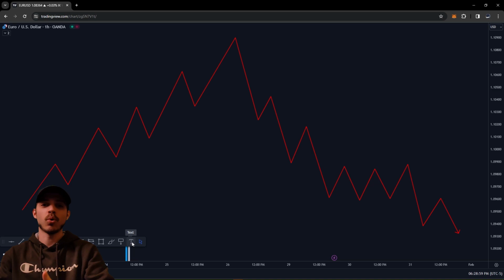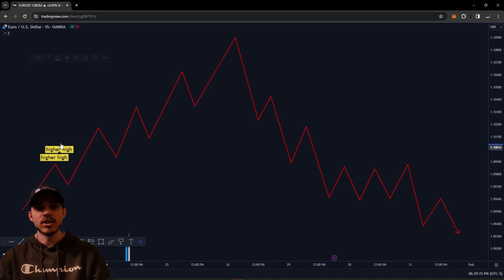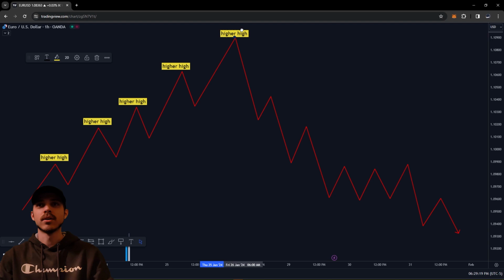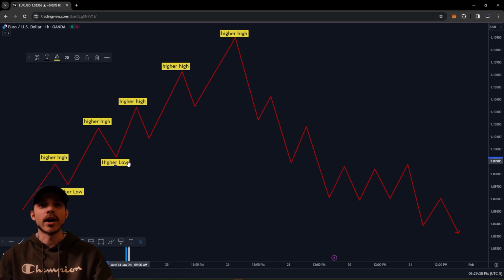And really the most important thing about structure that you need to know is how to identify these points so you know where in structure you are. So if we're in an uptrend, every new high in market structure is considered a higher high because each high is higher than the previous one. So every single one of these highs is a new higher high. Now when price retraces and we come back down while still being in an uptrend, every single one of these lows is called a higher low because each low is higher than the previous one.